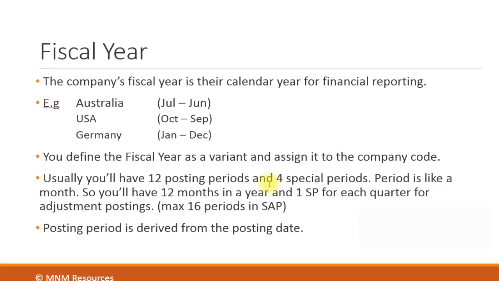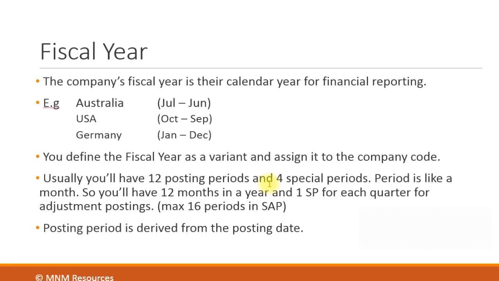Usually, you will have 12 posting periods in a year. Now the word posting period might be new for a few people. It's basically the same as a month. So instead of saying 12 posting months, in SAP we'll be calling it 12 posting periods. So we'll be using the terminology period going forward instead of month, just like I'll be using fiscal year instead of the word financial year.